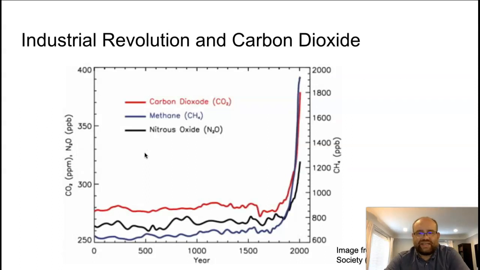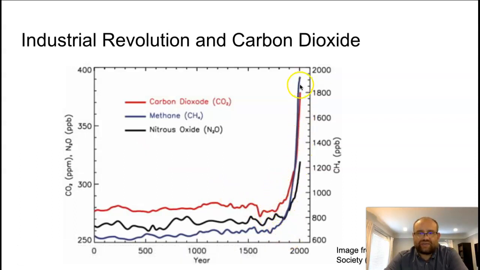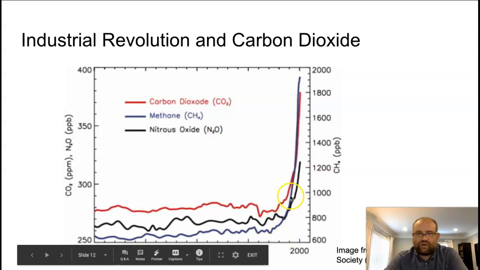Here we can see this image from the American Chemical Society. We can see the Industrial Revolution occurring, and what do we notice? We see carbon dioxide levels greatly increasing. We also see methane levels increasing and nitrous oxide levels increasing. These are all byproducts from the combustion of fossil fuels. So, anthropogenic origins of these greenhouse gases.